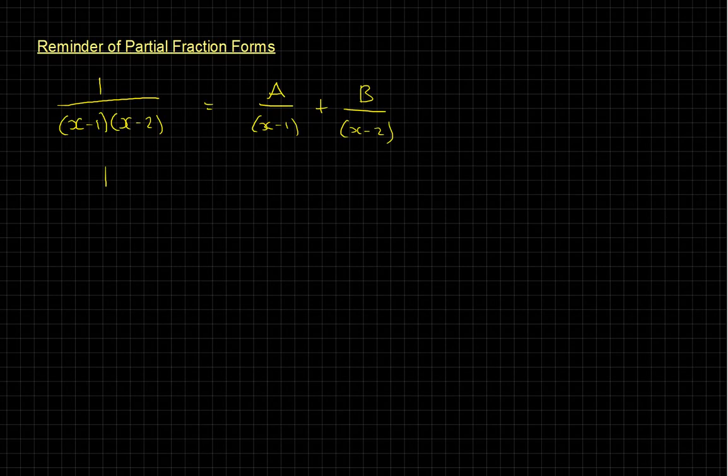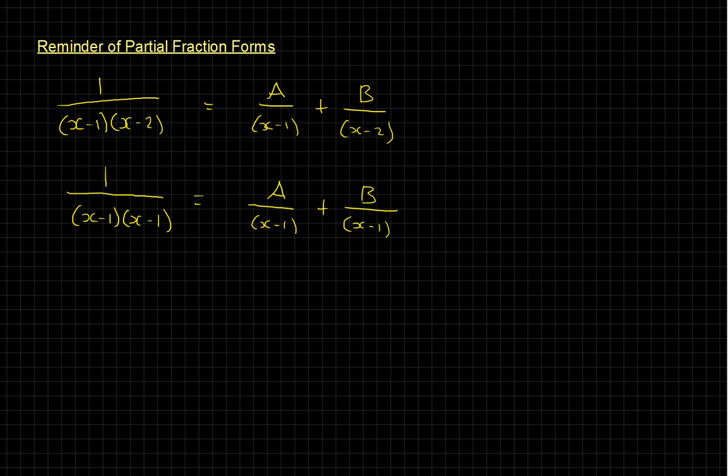If alternatively I had something that looked like this, let's say it was x minus 1 times x minus 1, what it won't be is this. Whenever the denominator has this sort of repeated expression, so you might just see it as x minus 1 squared, you're not going to write it in this specific form. You're going to have to incrementally increase the power. So you're going to have a over x minus 1 plus b over x minus 1 squared.